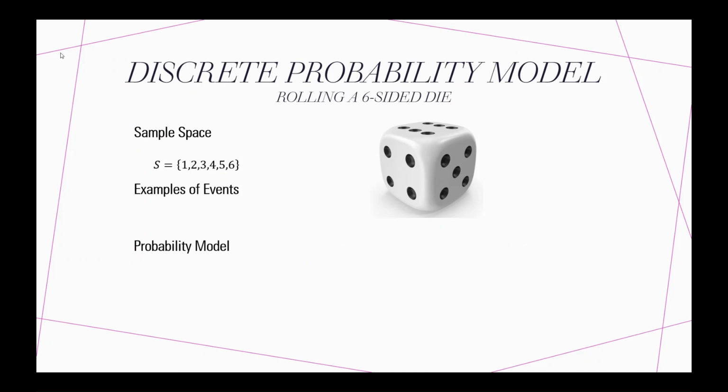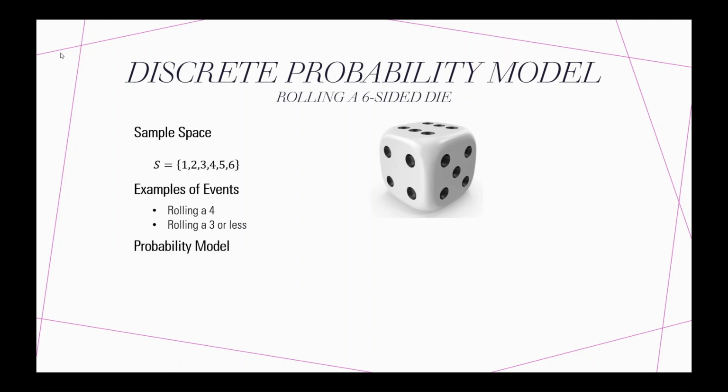Some examples of events. This could be just one thing, like rolling a 4. But we could also ask, what's the probability that we would roll an even number? That would also be considered an event. So an event can be multiple outcomes. Let's see a couple that I have listed here: rolling a 4, and rolling a 3 or less. That would really mean rolling a 1, a 2, or a 3.